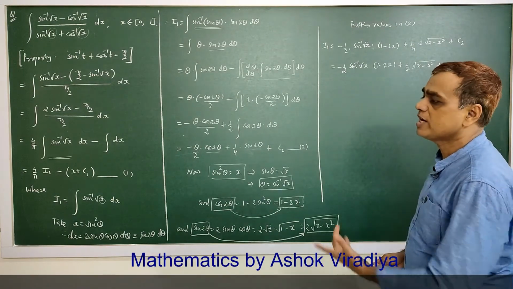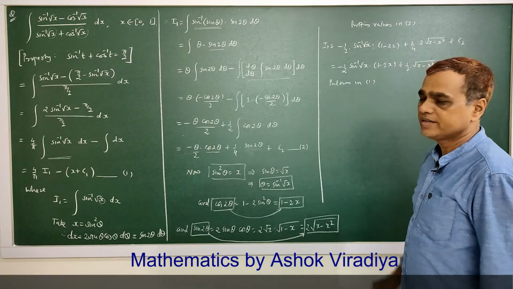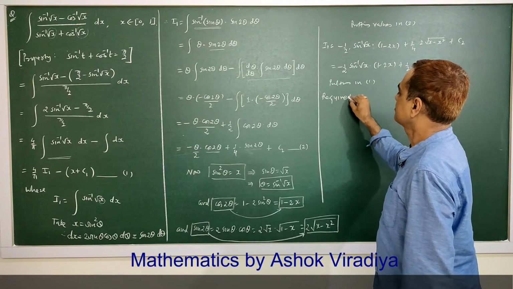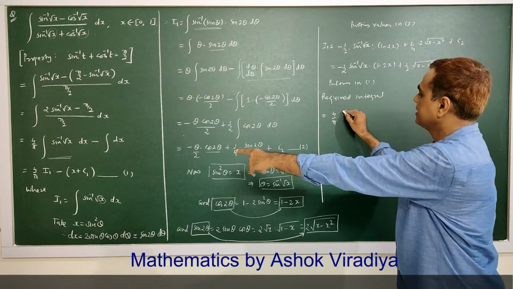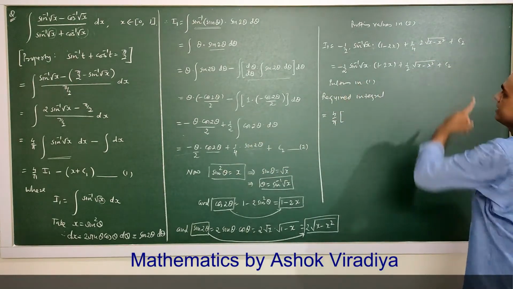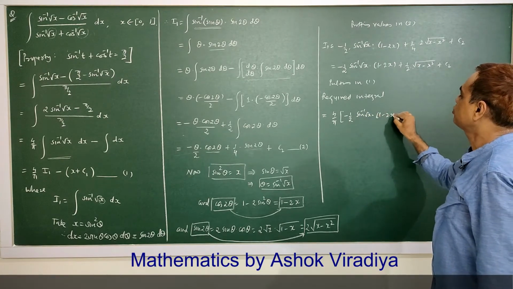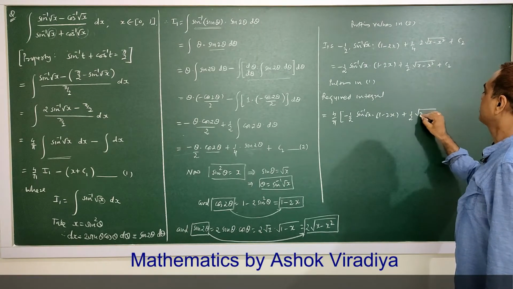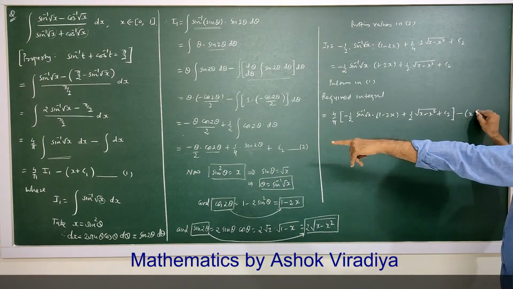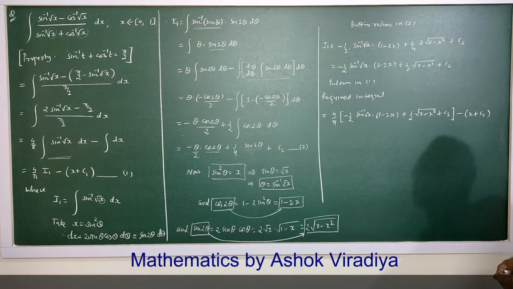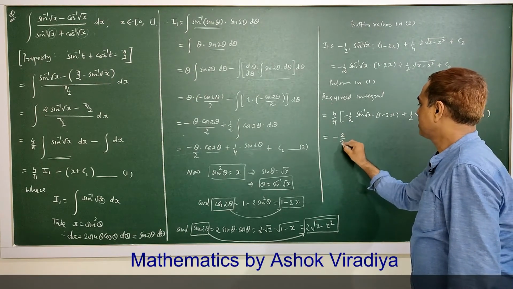So putting this value in equation 1, the required integral is equal to 4 by pi into I1, this is I1, minus 1 by 2 sine inverse root x into 1 minus 2x plus 1 by 2 root x minus x square plus c2, minus x plus c1.